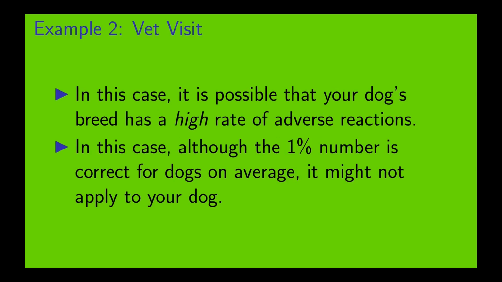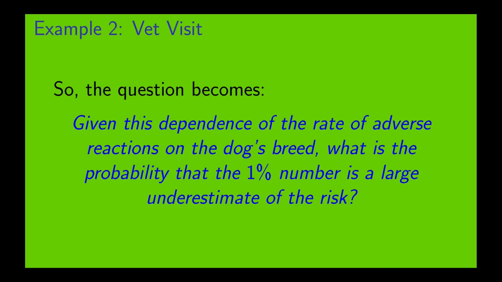In this case, it is possible that your dog's breed has a high rate of adverse reactions. Here, although the 1% number is correct for dogs who are given the treatment on average, it might not apply to your dog. So the question becomes, given this dependence of the rate of adverse reactions on the dog's breed, what is the probability that the 1% number is a large underestimate of the risk.